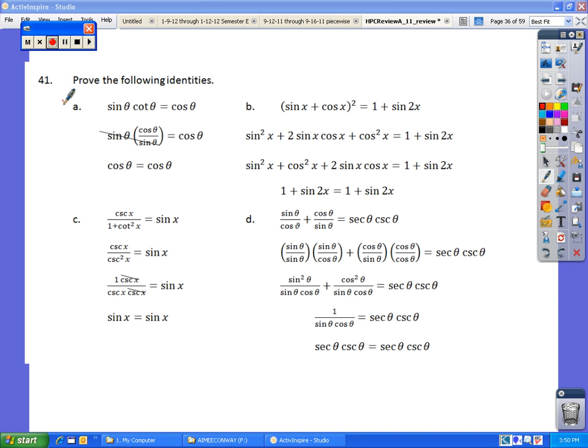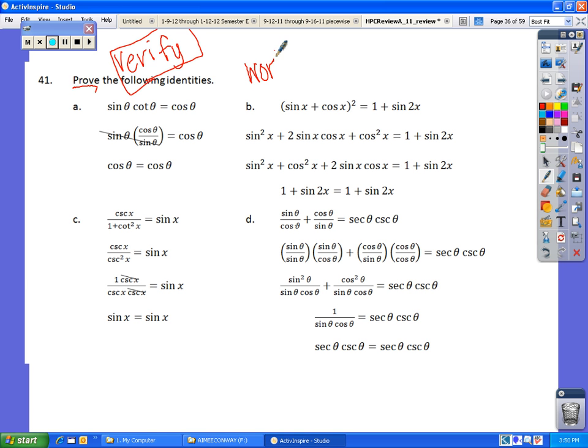Okay, so for 41 we are proving, which another word for prove is verify. So if you identified that verify keyword, another word for prove is to verify. We only want to work on one side. Okay, that's it. So for this first one, for letter A, I literally work just on the left.